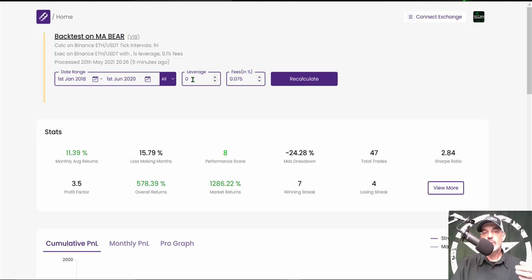And I'll bump the leverage down to 0. In reality, 1 and 0 are the same. And now we click Recalculate. And you can see that the monthly average returns were 6.8% per month.